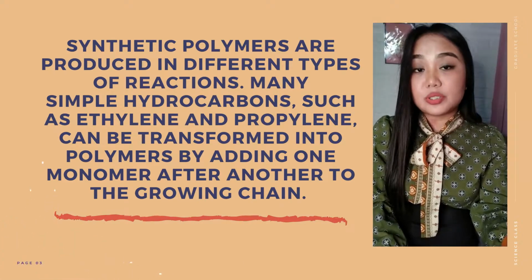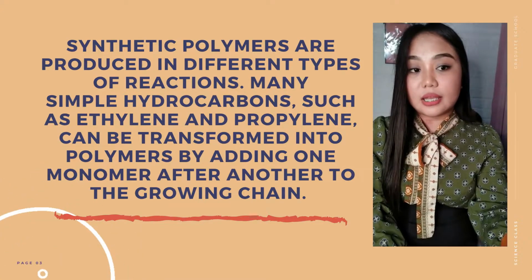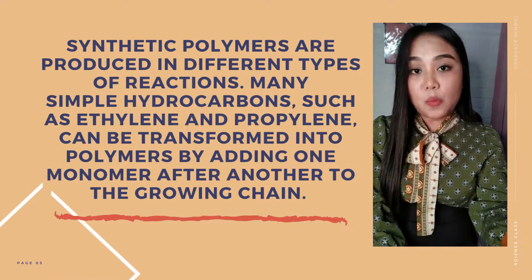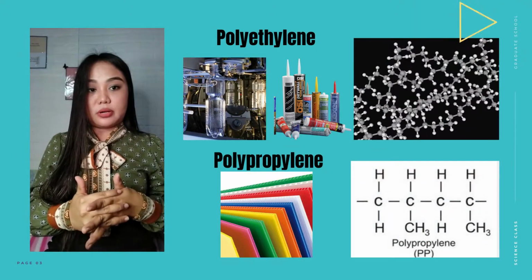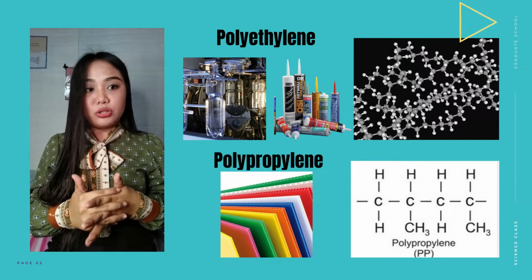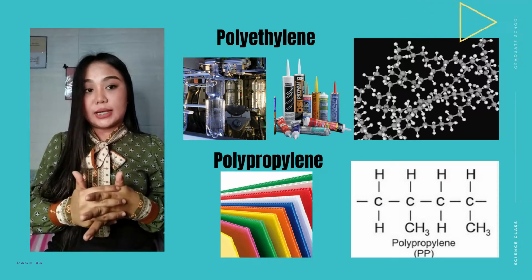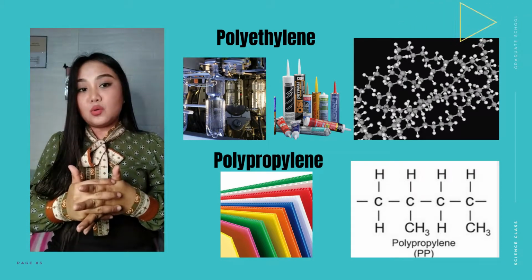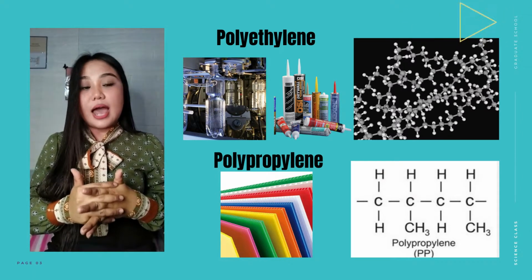Synthetic polymers are produced in different types of reactions. Many simple hydrocarbons such as ethylene and propylene can be transformed into polymers by adding one monomer after another to the growing chain. Polyethylene, composed of repeating ethylene monomers, is an addition polymer. It may have as many as 10,000 monomers joined in a long coiled chain. Polyethylene is crystalline, translucent, and thermoplastic. It softens when it is heated. It is used for coatings, packaging, molded parts, and the manufacture of bottles and containers.